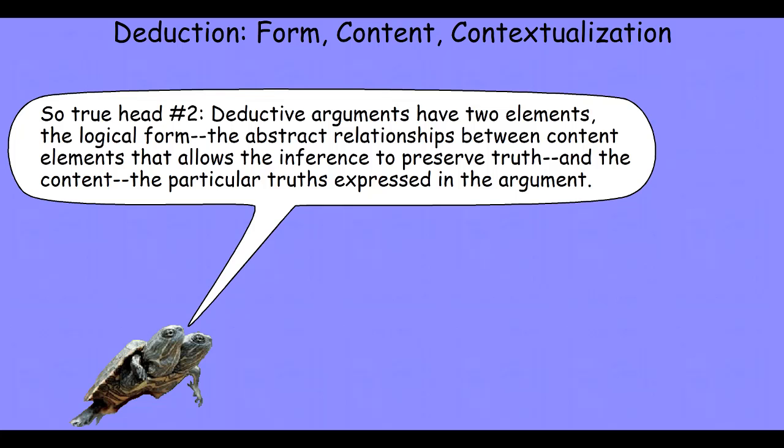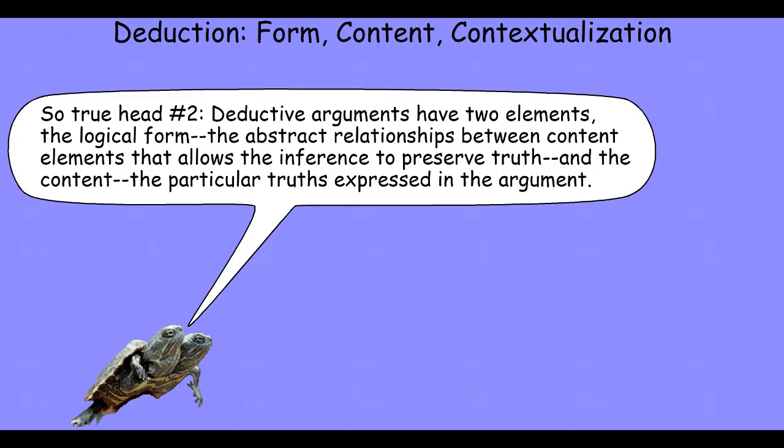When philosophers, mathematicians, logicians began to study deductive arguments, they came to realize that deductive arguments have two components, that any good deductive argument has these two elements. On the one hand, it has the logical form, the underlying abstract relationships, the structure between the content elements. And on the other hand, it has the content. And we talked about the relationship a number of times.